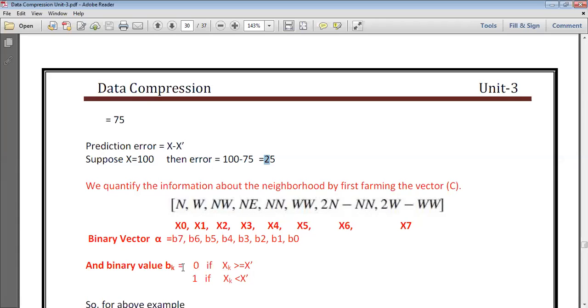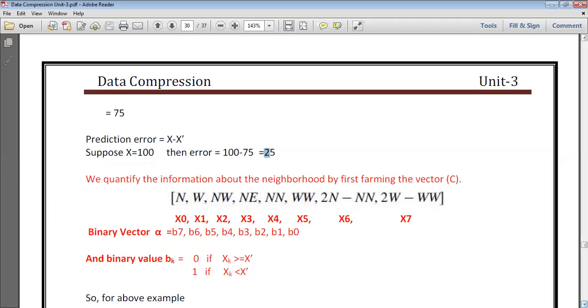So what will be the binary value of k: it is 0 if xk is greater than or equal to x bar, and 1 if xk is less than x bar or x dash, जो भी आप कहना चाहें. So the binary value, with the help of 0 and 1, we can compute with respect to 0, 1, 2, 3, 4, 5, 6, 7.